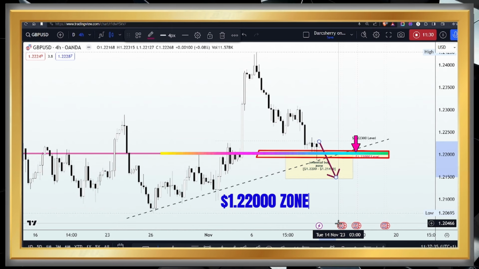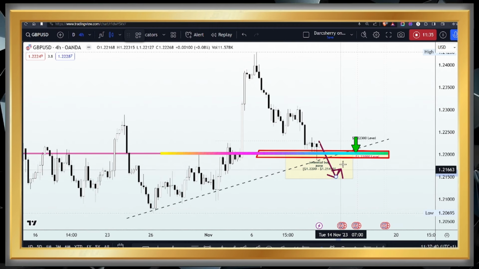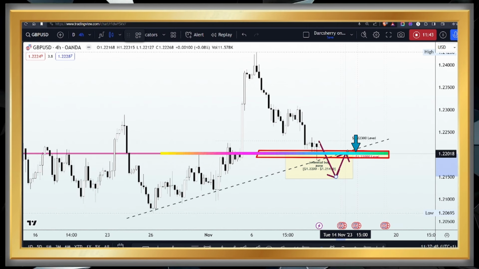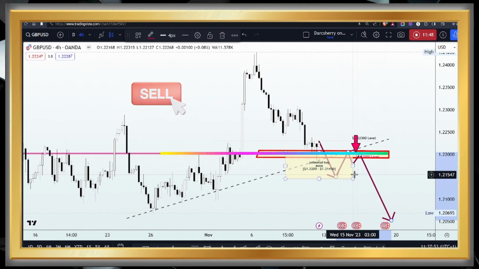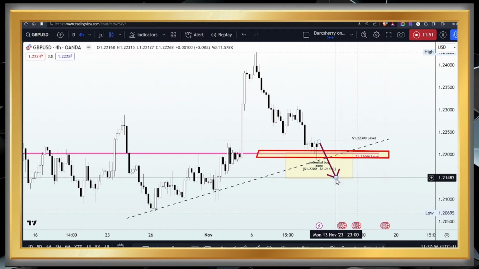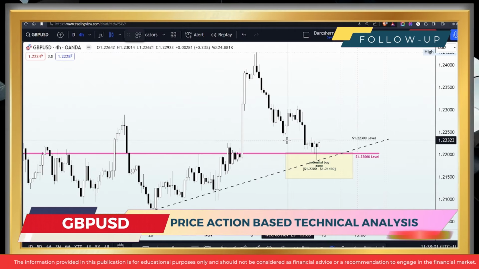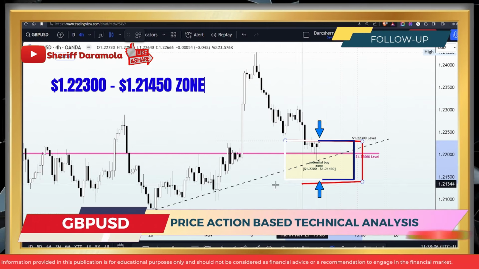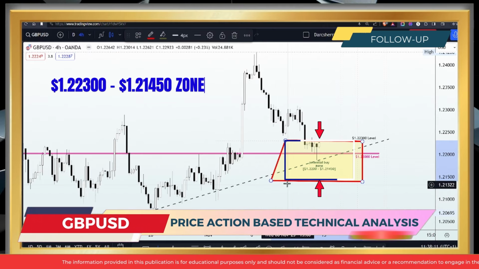And if we do want to sell, I would like to see some confirmations like the inability of buyers to climb back above the ascending trend line. And of course, this would reflect on the chart as continued selling pressure below the structures to incite a downtrend move. So you can see how crucial this current structure is, as whatever happens within this area around the 1.22300 level and the 1.21450 will be playing a major role in determining the direction of price action.